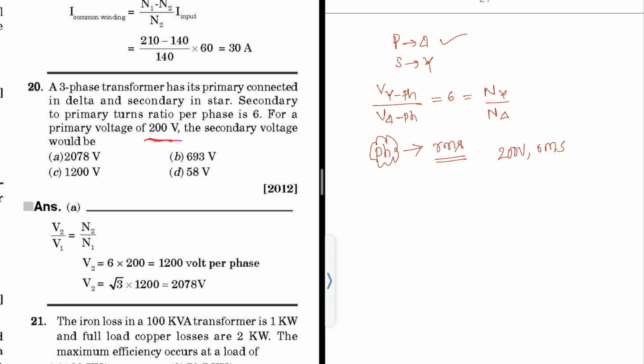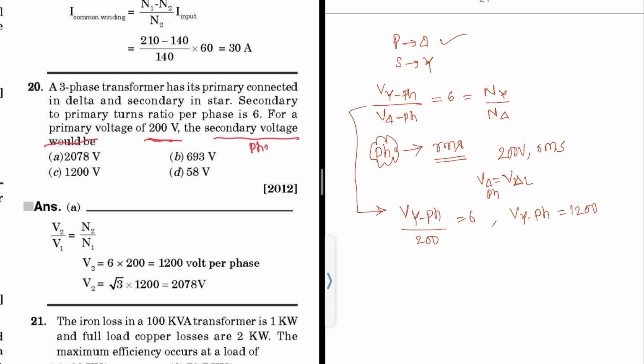The primary is delta. In delta, phase voltage and line voltage are equal, V line and V phase. So if you put it here, V star phase by 200 equals 6, so V star phase equals 1200. They ask for the secondary voltage, and they haven't mentioned the phase term, so we should express it in RMS.